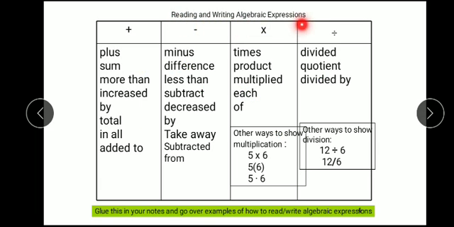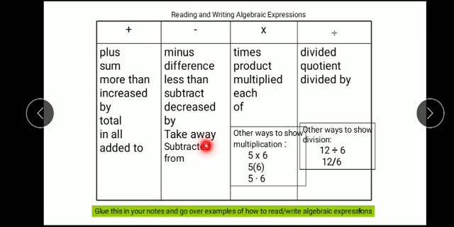Reading and writing algebraic expressions. Now, if we encounter the plus operator or minus or into or divide in word problems, what do they mean? If in a word statement the word plus comes, it means plus. If it is sum, it also means plus. More than also means plus. Increased by also means plus. Total means plus. In all means plus. Added to means plus. So whenever you get such words in the question, it means that we have to add.